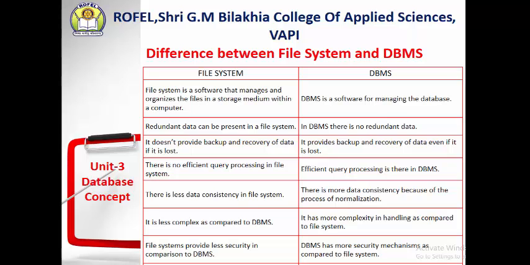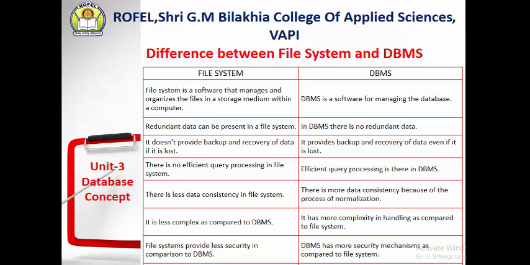Then in the file system, redundant data can be present. That means duplication is possible in a file system. But in the DBMS, no duplication is possible because it gives a redundancy removal solution. Now, the file system does not provide backup or recovery of data if it is lost. If any data is lost, the file system does not provide any facility for backup and recovery. But DBMS is a software, so that's why it provides backup and recovery of the data if it is lost.